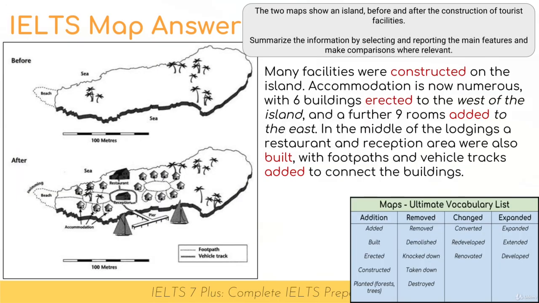So here is my first detailed paragraph, and I've highlighted the vocabulary that I've stolen from my ultimate list. You may notice that I haven't shown you my plan for the map report, and that's because with practice, you don't have to write it down. In my first detailed paragraph, I will talk about all the additions to the island, and my second detailed paragraph focuses on changes made to the coast.